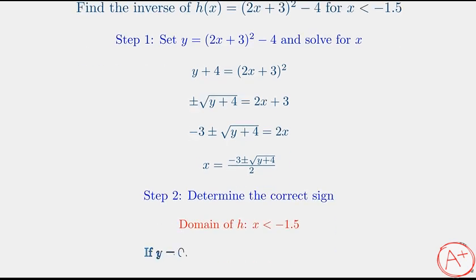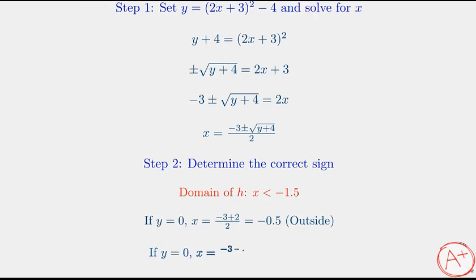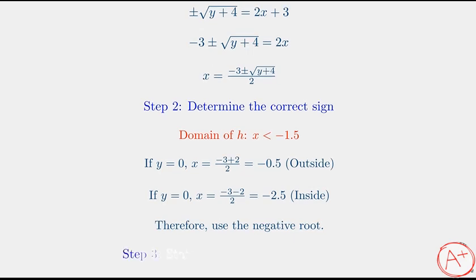If we test a value, say y equals 0, we see that the positive root gives negative 0.5, which is outside our domain. The negative root gives negative 2.5, which is inside. Thus, we must select the negative square root. Finally, we swap x and y.